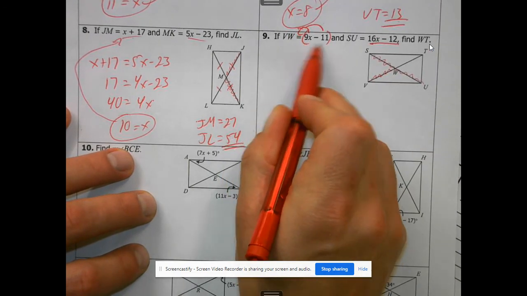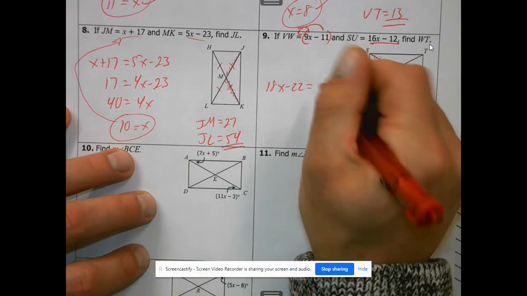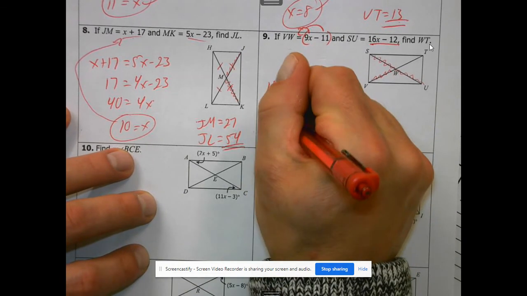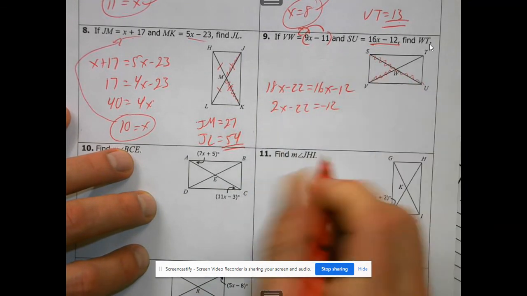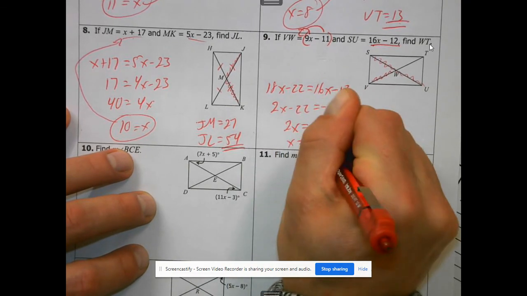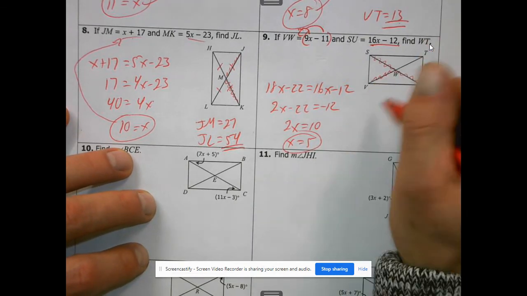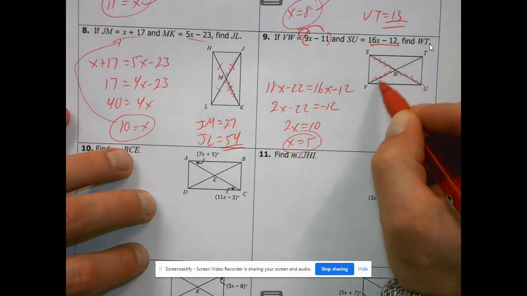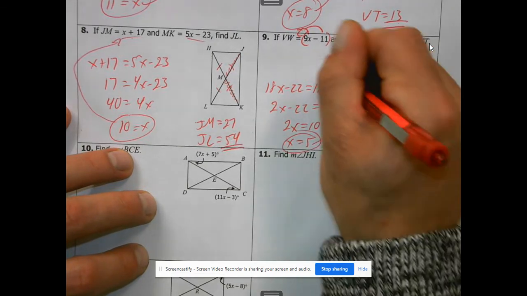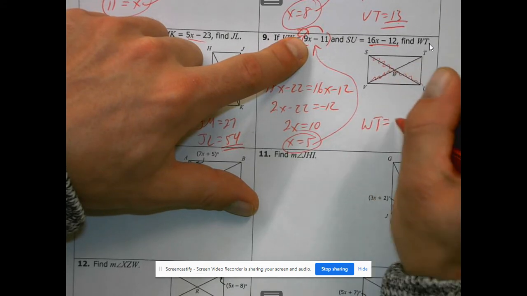2 times 9x minus 11 comes out to be 18x minus 22, then equal it to the SU, 16x minus 12. Subtract 16x over, add 22 over, divide by 2, x is 5. Find WT. Well, WT is the same thing as VW, right? This piece is congruent to that piece, so just plug it back into VW. 9 times 5 minus 11 comes out to be 34.